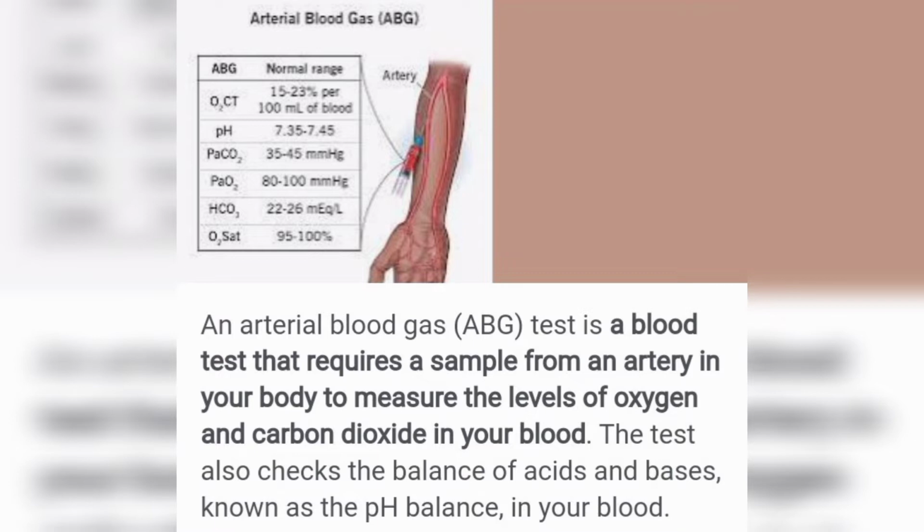ABG test is a blood test that requires a sample from an artery. So usually this ABG will be performed from the artery to measure the level of oxygen and carbon dioxide in the blood. The test also checks the balance of acid and base, known as pH balance, in the blood. So for this purpose we conduct an ABG for the patient. The ABG sample will be collected from the artery to know the oxygen and carbon dioxide level in the blood, and also we can identify the pH balance in the blood.